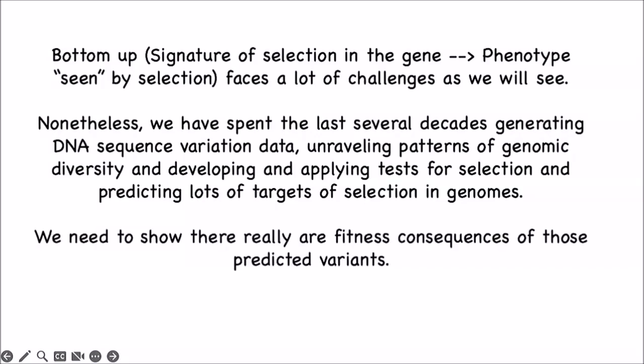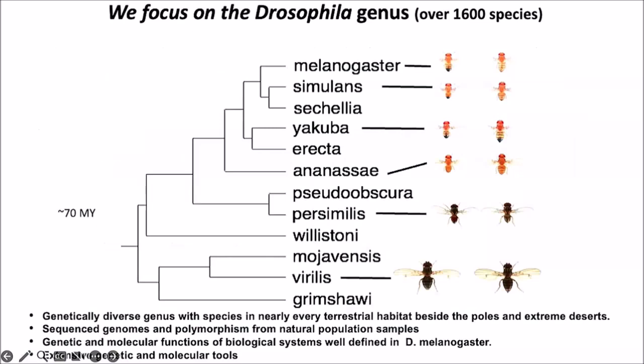So, can we do this? How do we do it? And what is natural selection actually seeing? And so, our focus is not on Krampus, but on Drosophila, because in fact we have this enormous amount of differentiation.